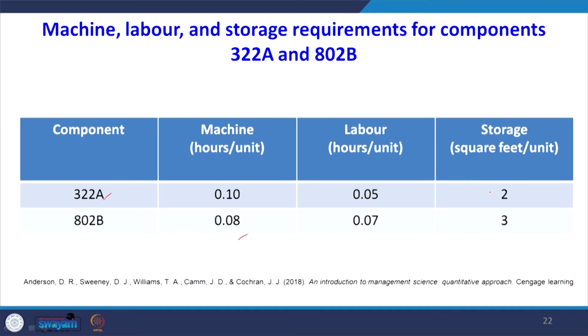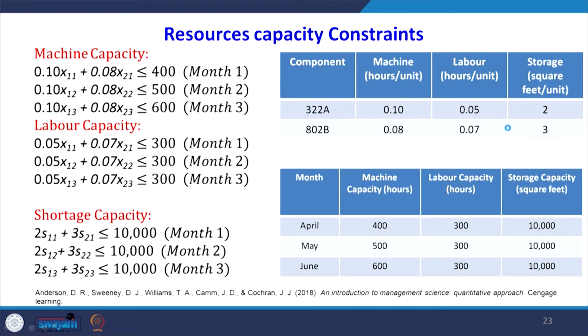So, we have to write a constraint for machine hours, a constraint for labor hours, and a constraint for storage capacity. Always this should not exceed, so it should be a less than or equal to type. So, we will be writing that constraint. So, I have brought this labor hours per unit and the total available resources.